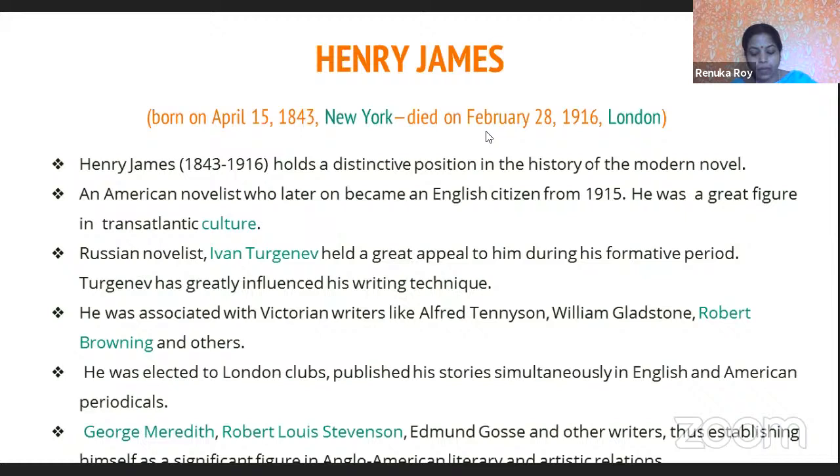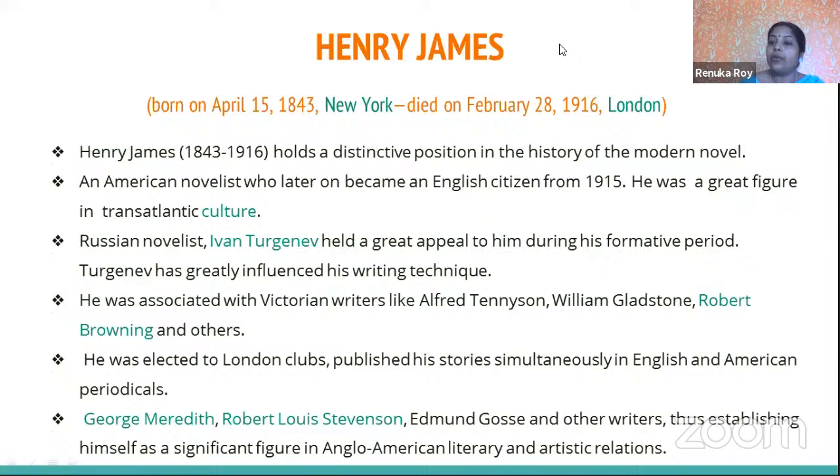To him, the novel was primarily an art form, to be judged solely by artistic canons, concerned not with moral purpose, but with the objective and impartial presentation of the reality of life. So he was more concerned about the artistic presentation in the novel. And this part also we will discuss during our slides, what kind of artistic nuances he has introduced in his novels, that we will see in detail.